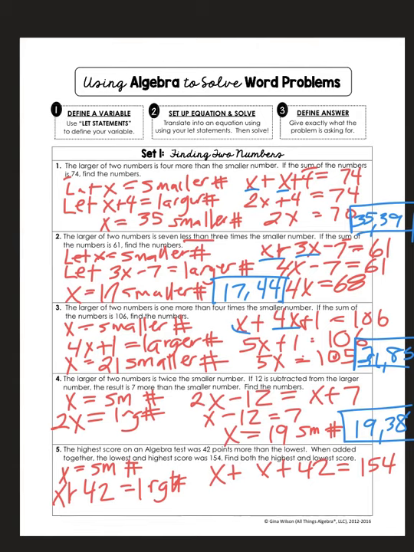All right, combine like terms. x plus x is 2x plus 42 equals 154. Subtract 42 from both sides and you get 112. So we get 2x equals 112. And then if you divide both sides by 2, x equals 56.